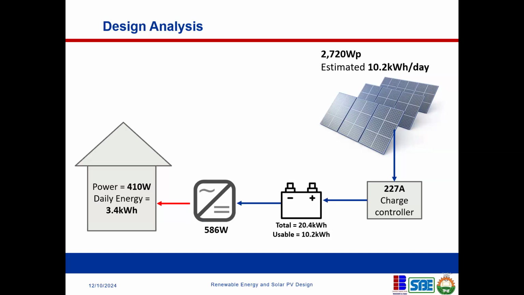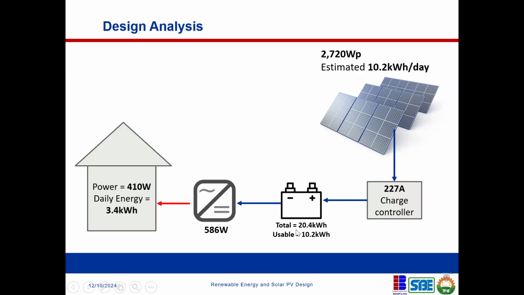So now let us criticize our design. All those times we are talking about numbers, but let us put them in a practical configuration. Every calculation we've done so far, I've just tried to represent here. So this is our house. Our power demand is 410. Our daily energy need is 3.4 kilowatt hour. They will have a solar panel that can produce 10.2 kilowatt hour per day.